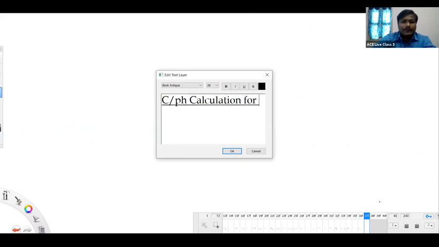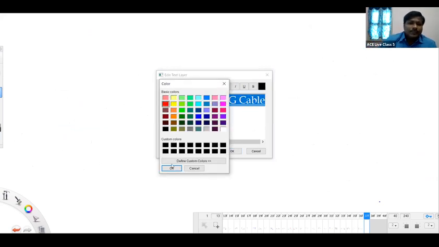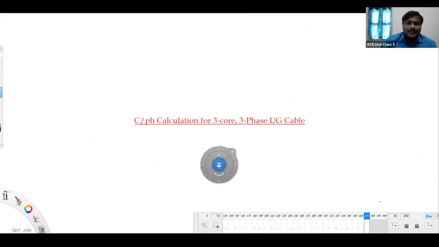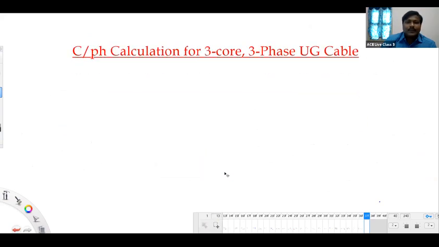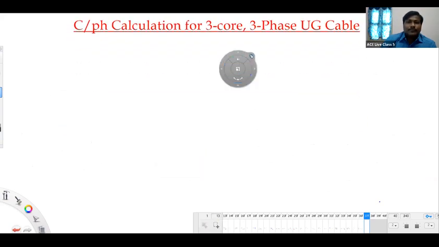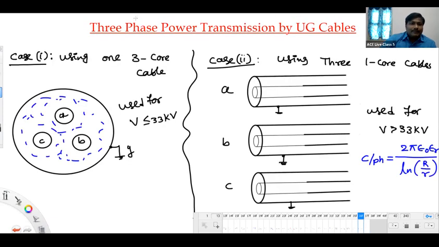Capacitance per phase calculation for 3 core 3 phase underground cable. Next, let us think about this diagram. First, let's think about this diagram.